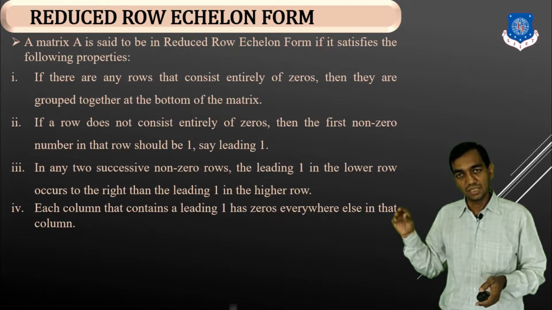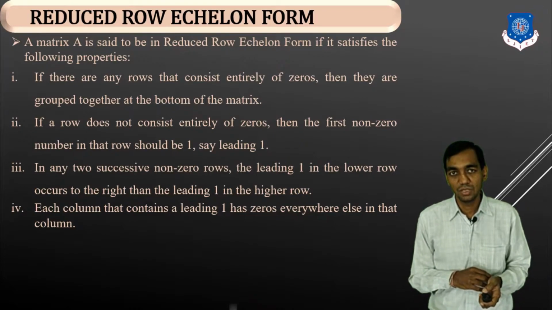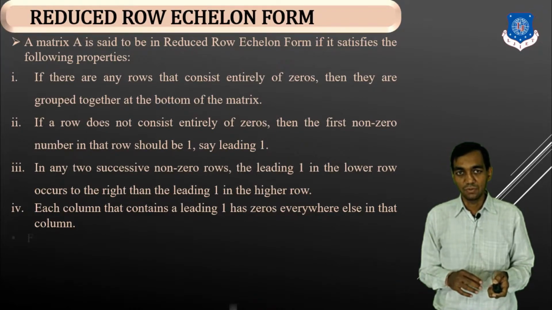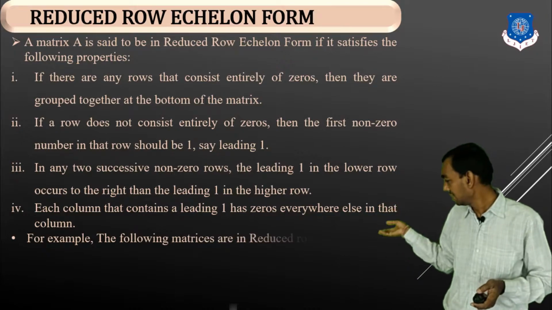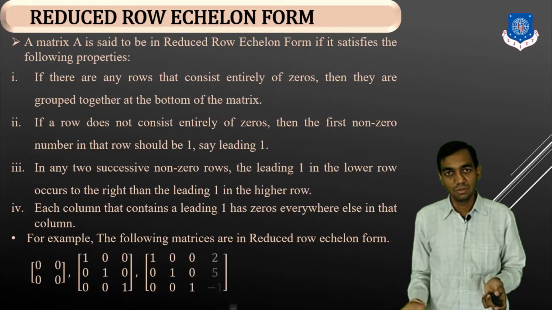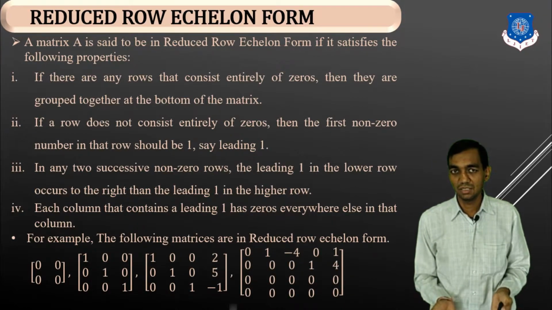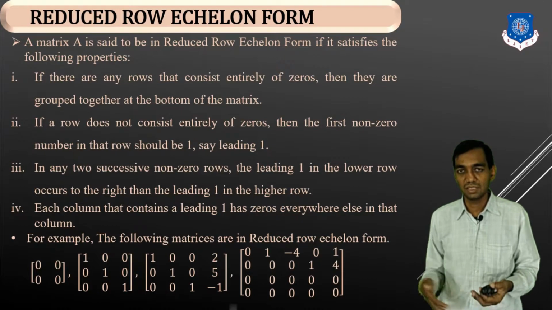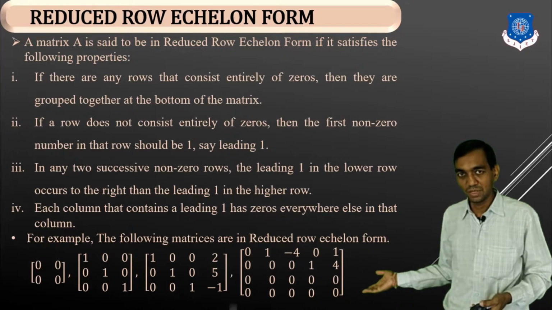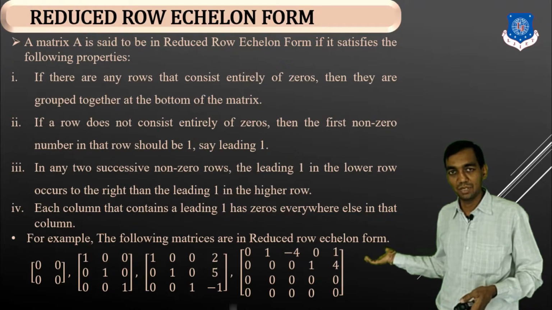If these four conditions are satisfied, then the given matrix is said to be in reduced row echelon form. Here we have written some examples. The first example is a zero matrix, 0 0 0 0. Zero rows always satisfy all conditions because there is no leading one. First condition: zero rows at the bottom of the matrix.